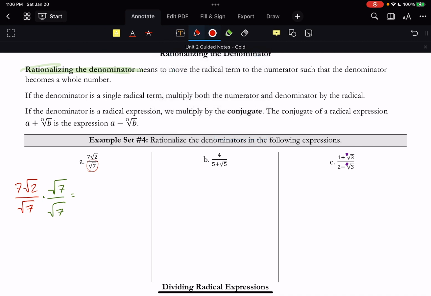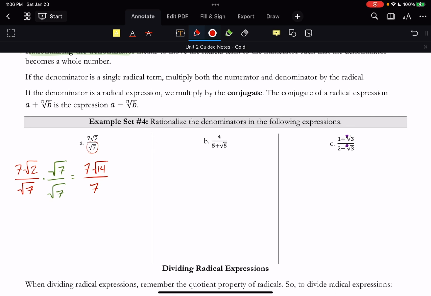And then I'm going to multiply across numerator times numerator, denominator times denominator. So in my numerator, I have 7 times the square root of 14. And then the square root of 7 times the square root of 7 is just 7. And now I take a look. I ask, can I simplify down? And I see that the 7s can cancel. So my final simplified answer is the square root of 14.